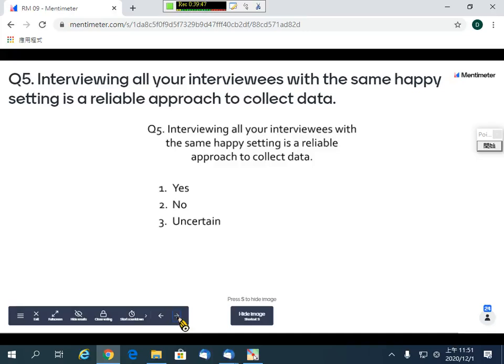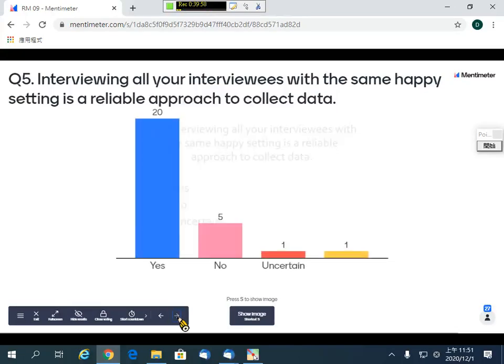Okay, so interviewing all interviewees in the same happy setting is a reliable approach to collect data. The answer is yes. Why? The key here is the same. It doesn't matter whether it is happy or miserable or manipulated. Same. Okay? If that is the same, then it is reliable. Okay?